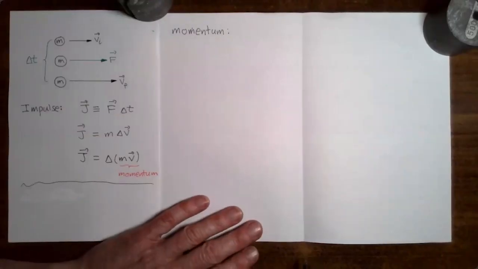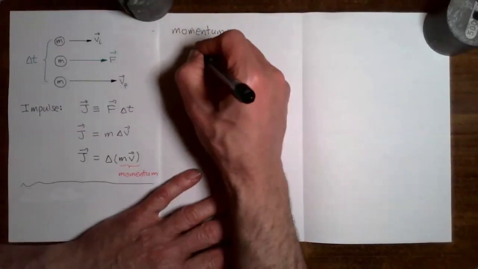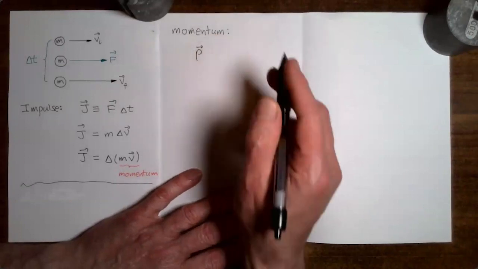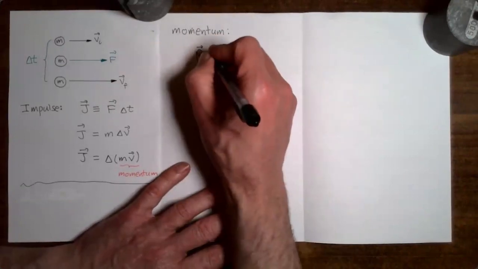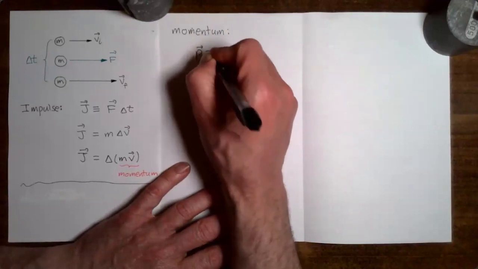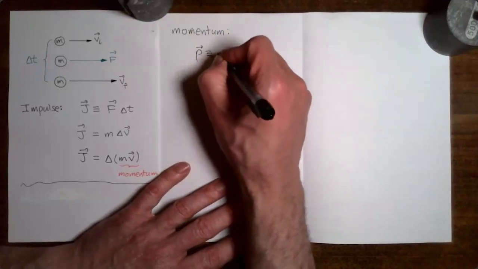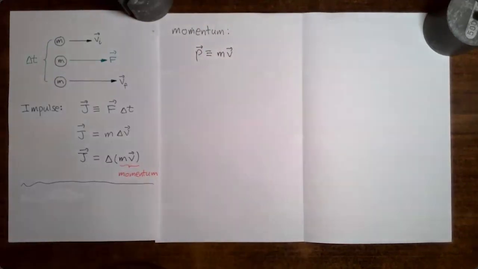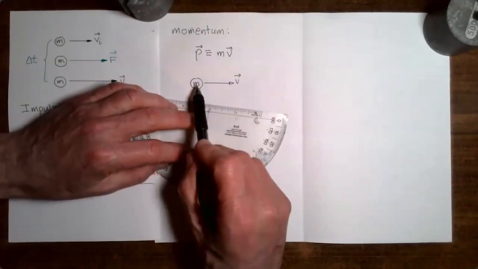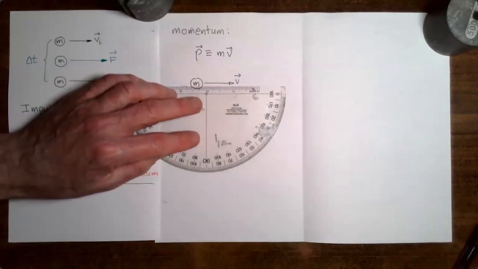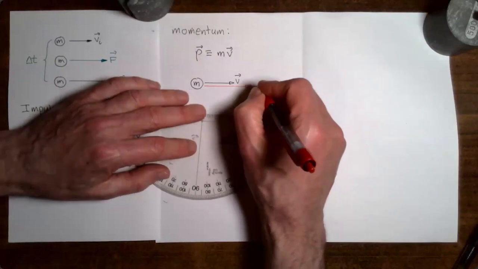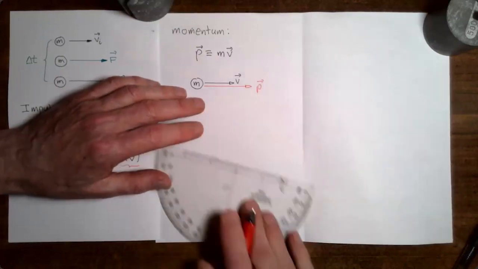Let's do this a bit more formally now. The symbol that we use for momentum is the letter P. It's a vector quantity. So we're going to define momentum, P, as the product of a mass multiplied by its velocity vector. Suppose that we have a mass moving along with velocity v. The momentum vector of the mass would point in the same direction.